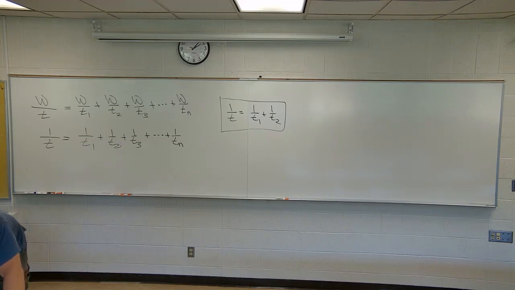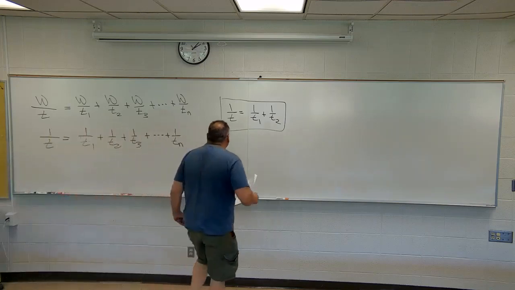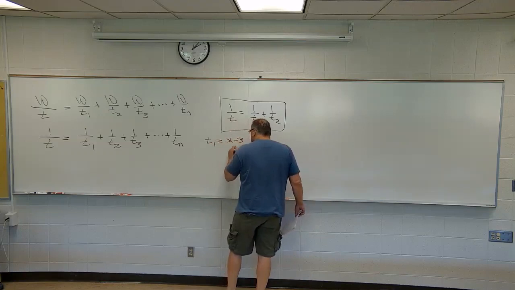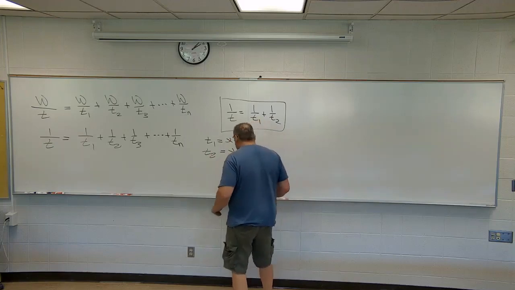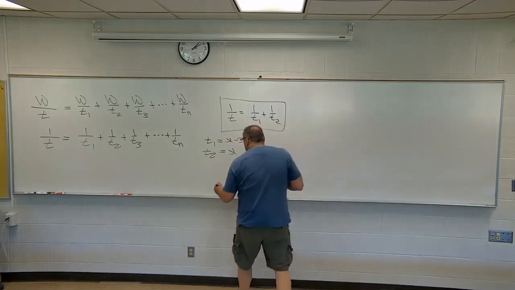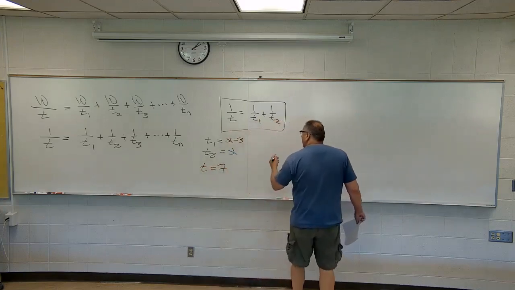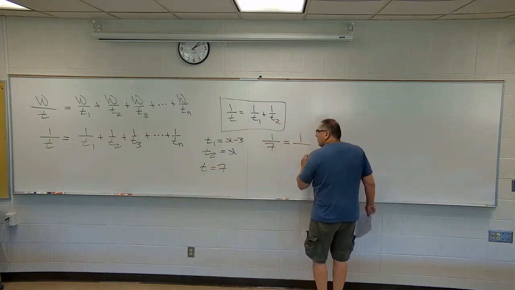Shelley can cut a lawn with a riding lawnmower in 3 hours less time than it takes William. So let's say Shelley is T1. She can do the job in X minus 3, and William can do the job in X amount of time. She can do it in 3 hours less than it takes William. Together, they do it in 7 hours. That's all it is. You go 1 over 7.